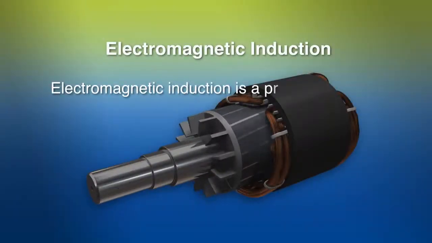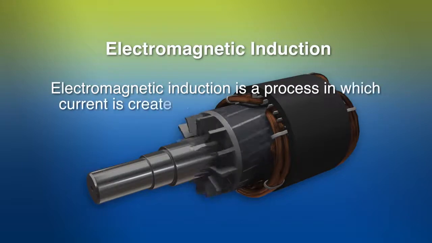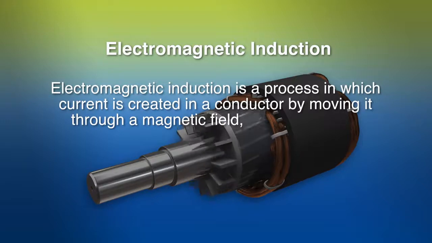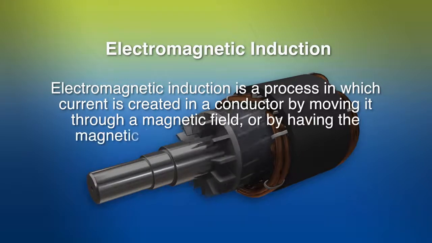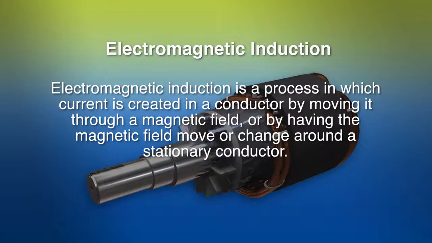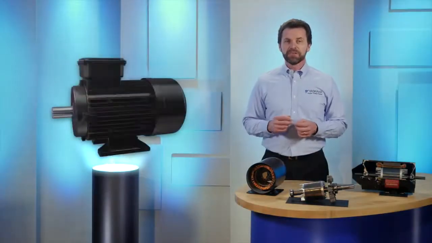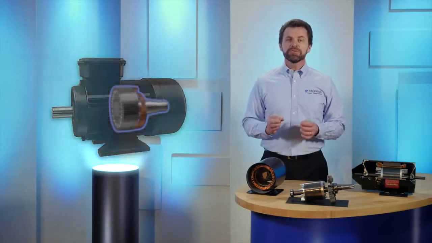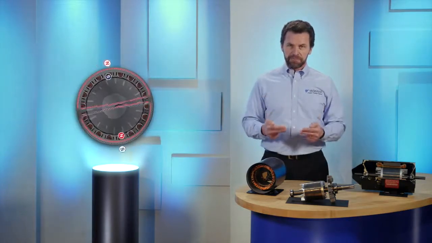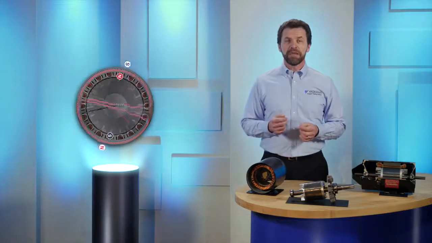Electromagnetic induction is a process in which current is created in a conductor by moving it through a magnetic field, or by having the magnetic field move or change around a stationary conductor. In a three-phase induction motor, the stator produces the varying, or to be more exact, rotating magnetic field needed to initiate and maintain the induction process. And let's look at how that's accomplished.